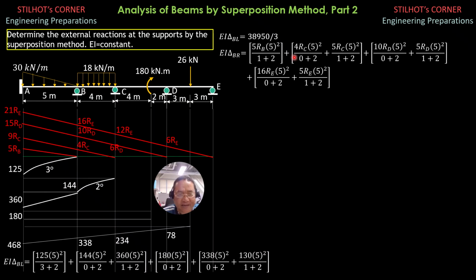Simplifying and equating it to 38950 over 3. So we have 125 over 3 RB plus 275 over 3 RC plus 400 over 3 RD plus 725 over 3 RE equals 38950 over 3. Call that equation 1. Next, EI delta C due to the load. So we only consider this moment diagram by parts from A to C.